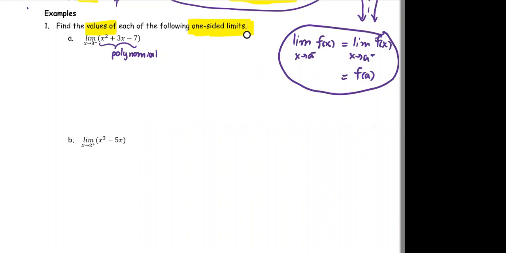To handle this problem, since we know this is a polynomial function, we just plug it in. The target a equals 3, even though we are coming from the left side. So we plug in 3 for x. It's going to be 3 squared plus 3 times 3 minus 7, which is 9 plus 3 times 3, another 9, and then minus 7. The final answer would be 18 minus 7, or 11.